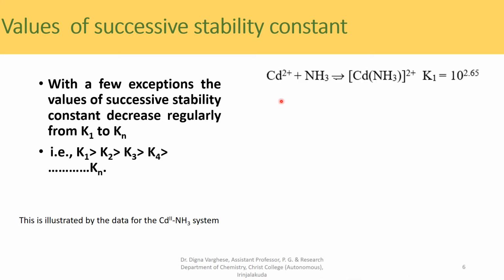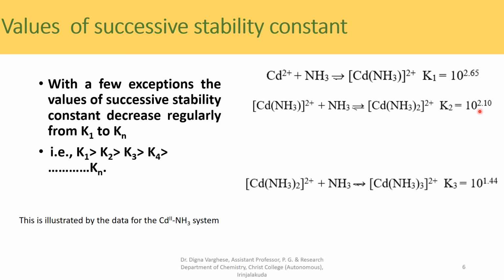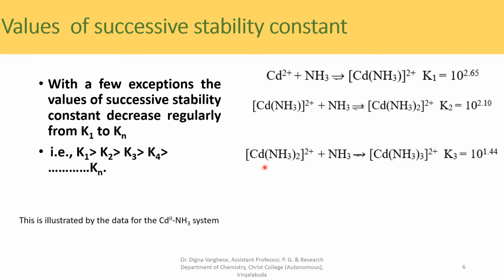You can see cadmium reacts with ammonia to form Cd(NH3)2+ complex. Its K1 value is 10 raised to 2.65. Next step, these are stepwise formation constants. Here the complex reacts with another ammonia ligand to form Cd(NH3)2 2+. Its K2 value is found to be 10 raised to 2.10. Next step, the complex Cd(NH3)2 2+ reacts with ammonia ligand to form Cd(NH3)3 2+. Its K3 value is 10 raised to 1.44. And the last step, Cd(NH3)3 2+ reacts with ammonia ligand to form Cd(NH3)4 2+. Its K4 value is 10 raised to 0.92.